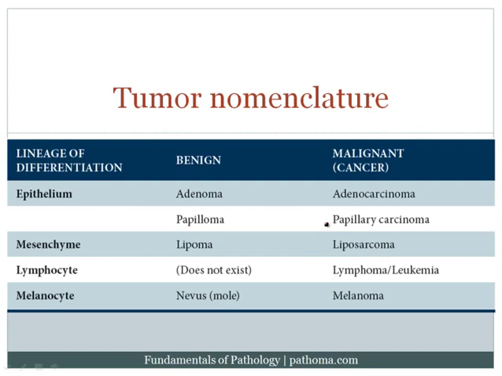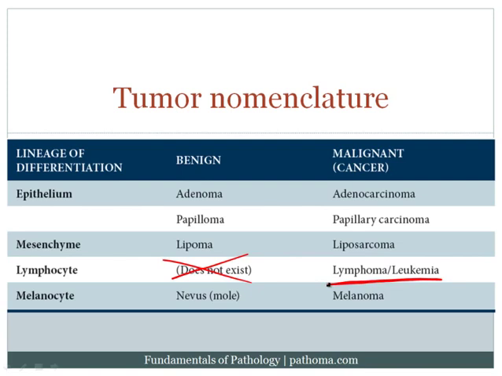lymphocytes can also form tumors. There is no such thing as a benign tumor of lymphocytes. Anytime you have a neoplastic proliferation of lymphocytes, it is automatically lymphoma or leukemia. All right, that's it. Automatically becomes lymphoma or leukemia.